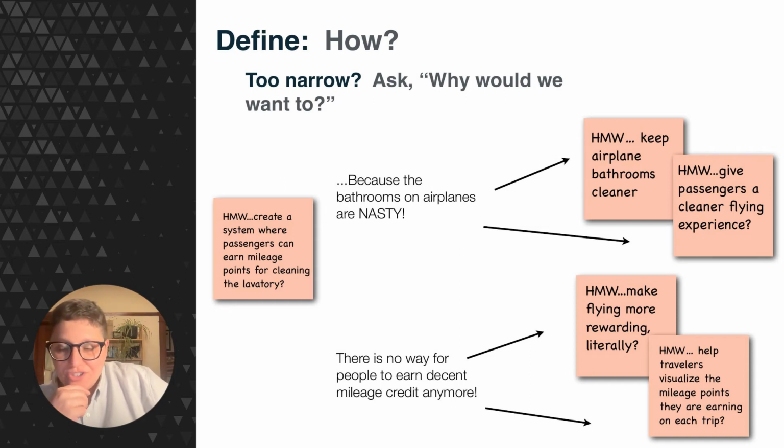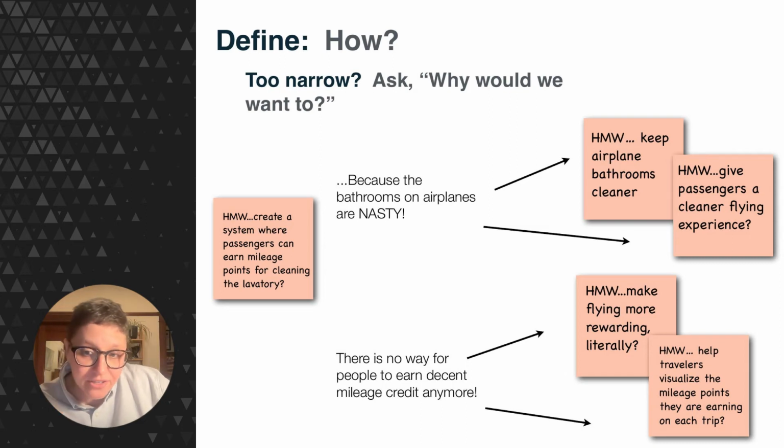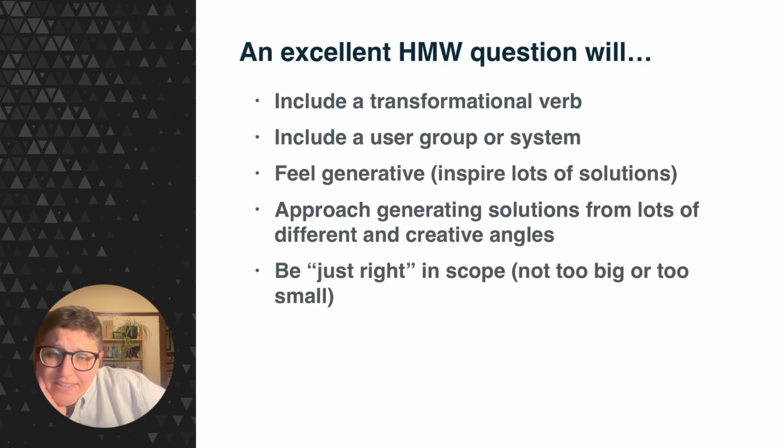How might we give passengers a cleaner flying experience? How might we make flying more rewarding, literally? How might we help travelers visualize the mileage points they're earning on each trip? So that helps you again get out of the solution and into a more open space. An excellent how might we question will include a transformational verb, include a user group or a system, approach generating solutions from lots of different and creative angles, and be just right in scope, not too big and not too small.